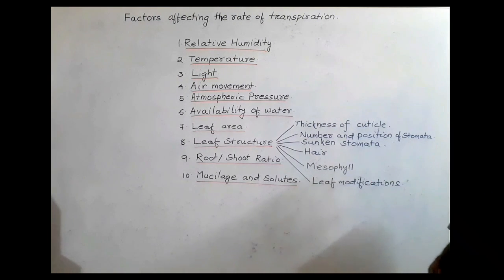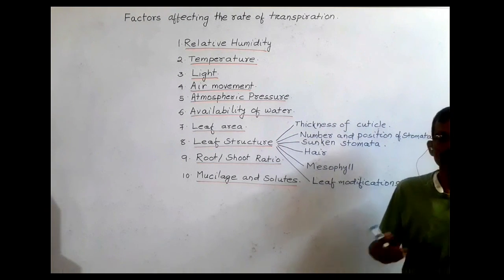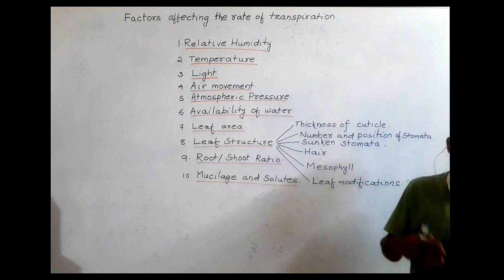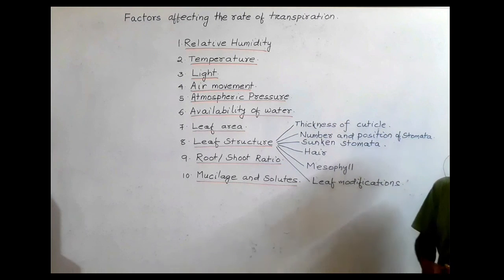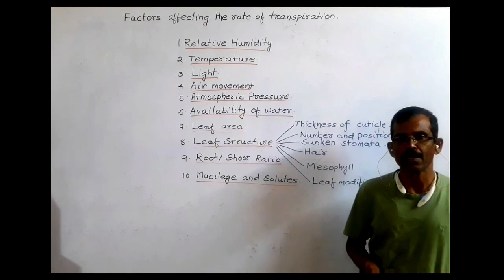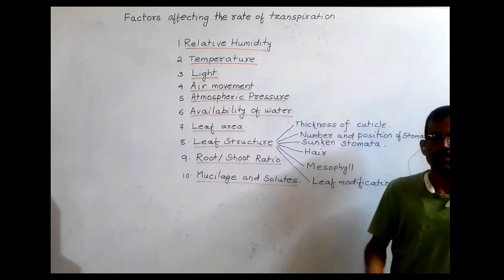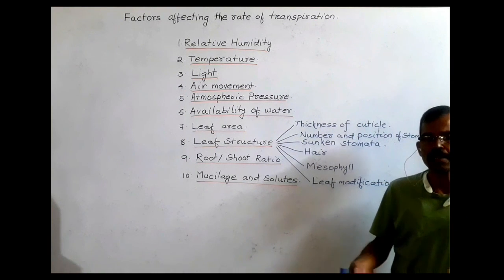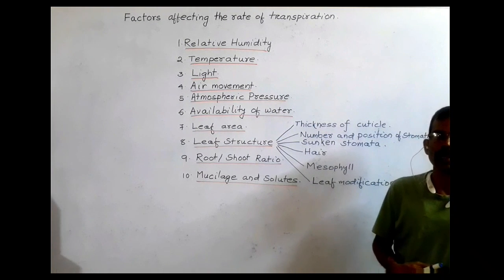Next is number and position of stomata. Because stomata are the main structures through which transpiration occurs. So when the number of stomata increases, the rate of transpiration also increases. Another point is position of stomata. In many plants, the stomata are present on the lower surface of the leaf. In some other plants, they are equally distributed in the upper epidermis as well as the lower epidermis. So when stomata are present on both the surfaces of the leaf, generally the rate of transpiration will increase.